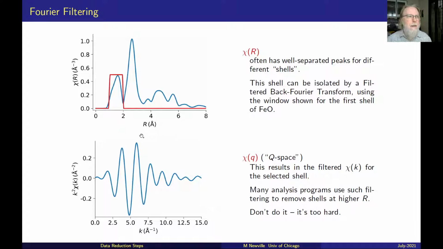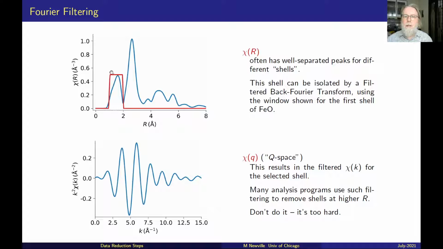It's common, especially in the older literature, you'll see this. It's common then to try to isolate a single shell of a chi of k spectra, or chi of r spectra, to isolate a shell and get the isolated oscillations from just one shell of atoms. To do that, we can do another Fourier transform, back from r to k, often called a back Fourier transform, or sometimes called transforming from r to q space, or back transform k space.